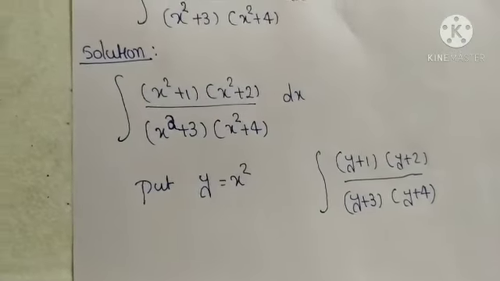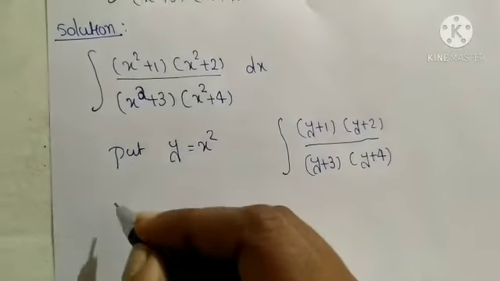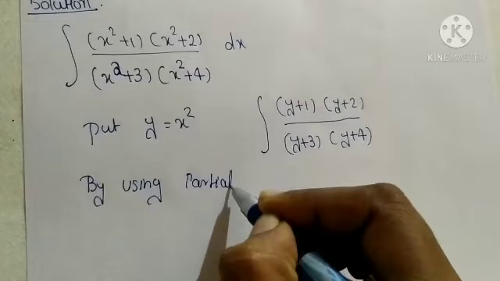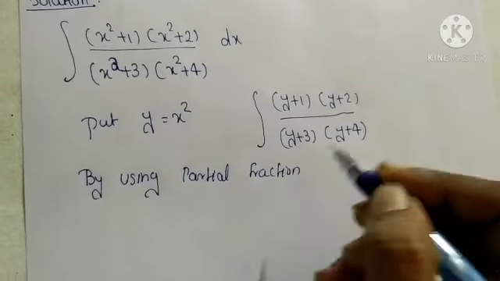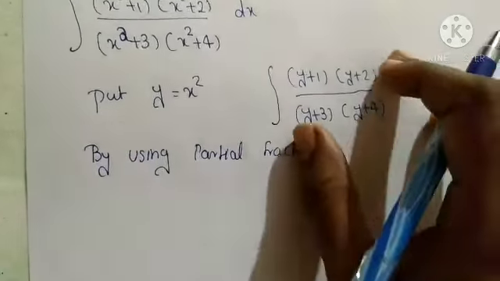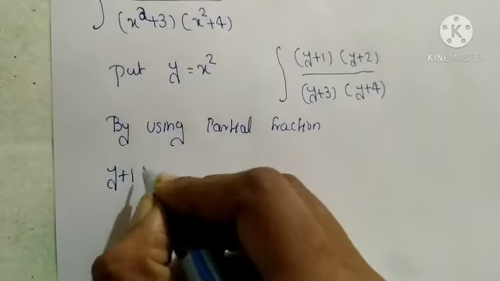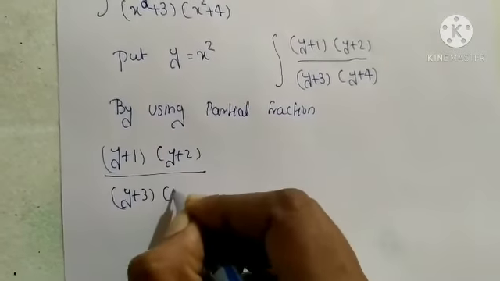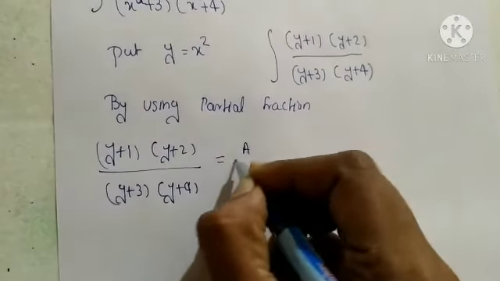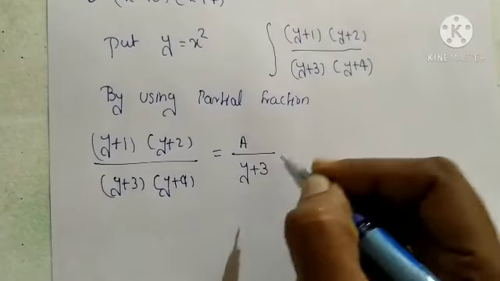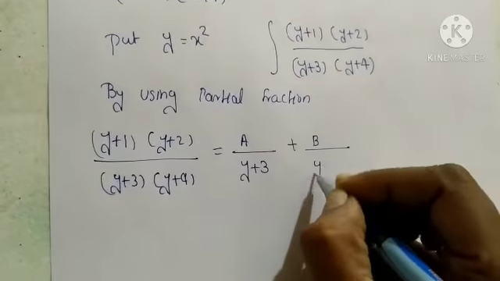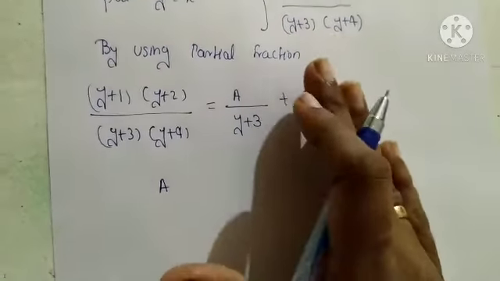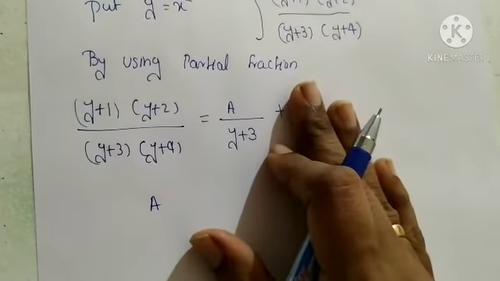Okay, so next I am going to convert by using partial fraction. Partial fraction type 1, I am going to convert the whole question using a divided by y plus 3 plus b divided by y plus 4. Right, so from this, the value of a, removing this b part.